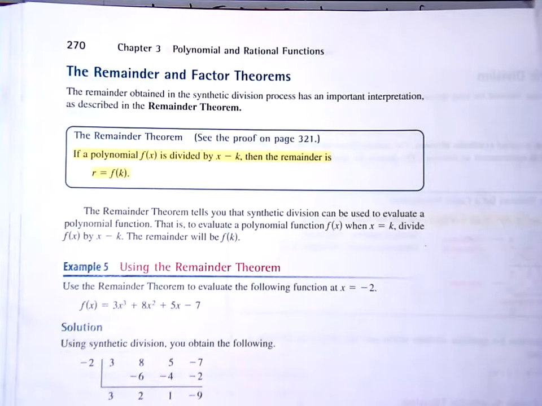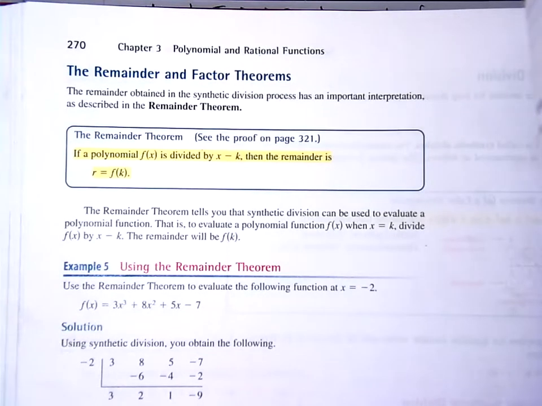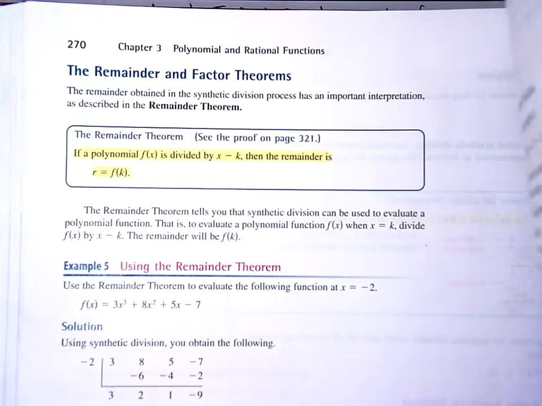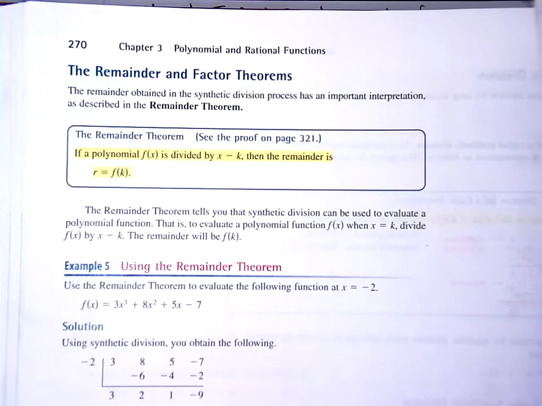Essentially, though, what it's saying is that if I'm dividing using a certain number for my synthetic division, that is my x value, and then whatever remainder I get is actually the y value. So even though you get some ugly remainder, that's actually the y value for your big higher degree polynomial.